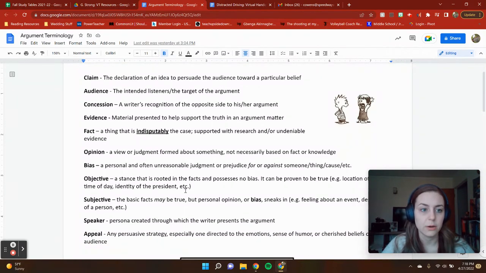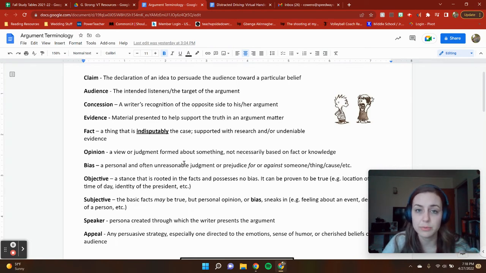Things like claim and audience, we know those already, right? Claim we just did with our argumentative essays. Your audience is the people who you are trying to target with whatever you're writing. Concession, evidence, those things also came up in our argumentative writing. Concession is when you're just admitting that there's another side to the argument for your audience. And then evidence, of course, is the quotes and stuff that you're using to support your side of the argument. But we've also got some terms on here that we are going to be really focusing in on.